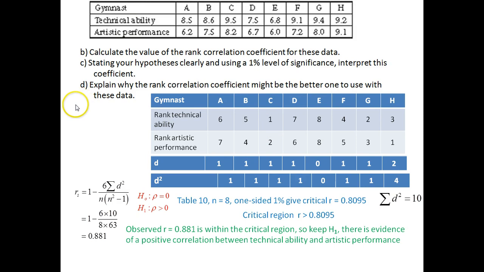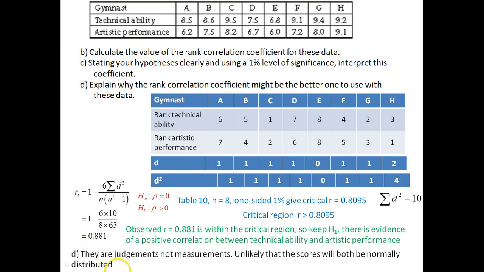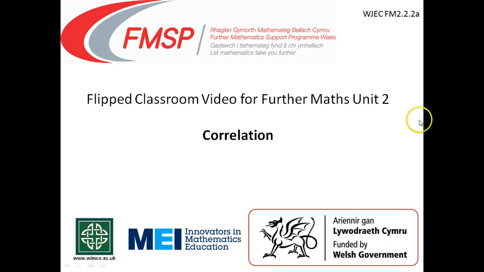Now, why is the rank correlation coefficient better than the product moment correlation coefficient? Well, two suggestions are they're judgments, not measurements. The judges are given these scores, so they're not measurements of anything, and it's unlikely that the scores will be normally distributed. So there's two reasons why the ranking would be a better one to use. And that's the end of the flipped classroom video on correlation.